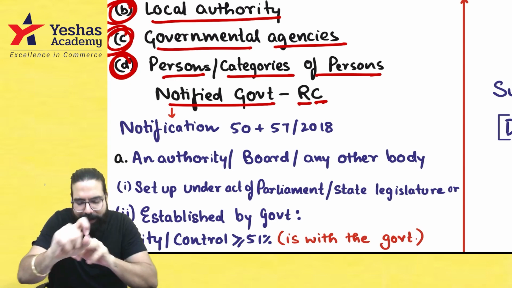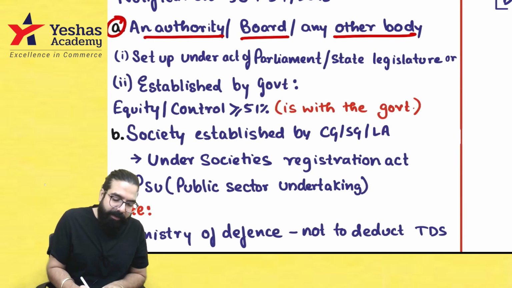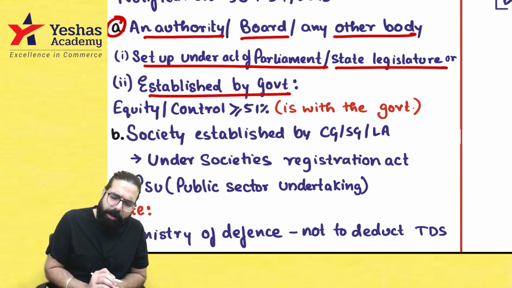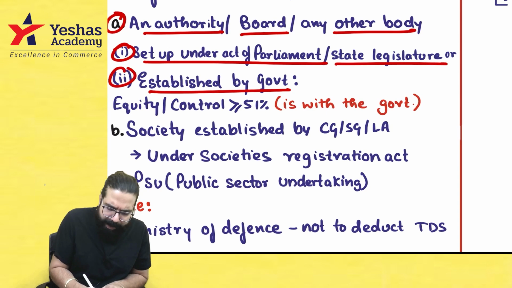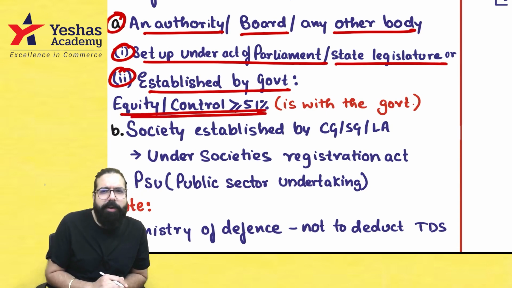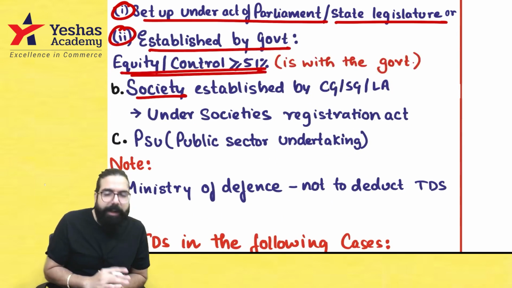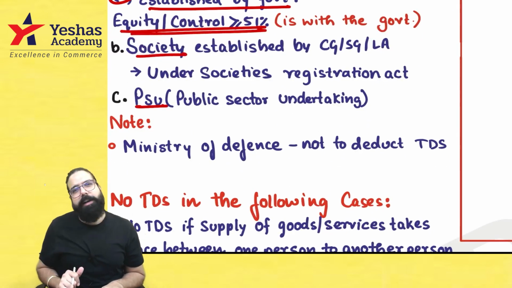In this notified category, there was A, an authority, board or any other body which is set up under an act of parliament or state legislature or which is established by the government. Any authority, any board established by the government, and in that, the government's control is more than 51%. So that authority or board will deduct TDS. Or a society which is a government society will deduct TDS. Or PSUs will deduct TDS.